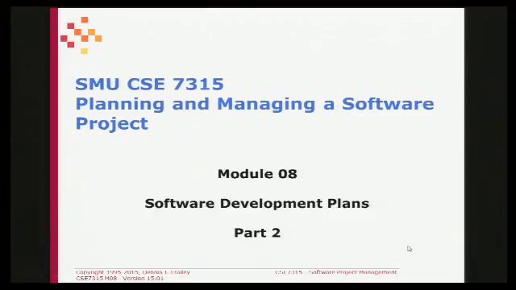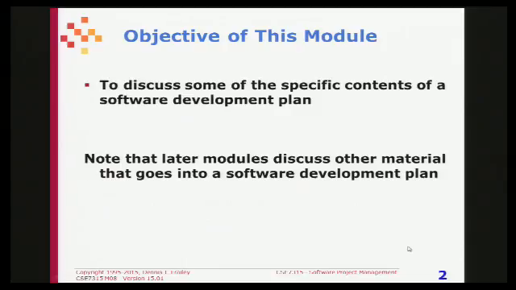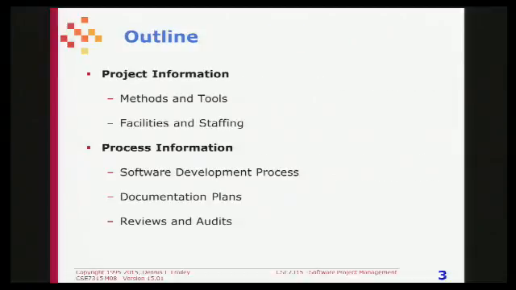Okay, let's talk about part 2 of software development plans. We're going to talk about some specific contents of some specific parts of the plan. I want to point out that there are later modules in the course that cover material pertaining to other parts of a software development plan. So as you go along, you probably want to make yourself a little chart that says this module addresses this part of the plan. And as you go along, you're going to find other modules addressing other parts of the plan. So what I'm going to talk about here is a little bit about project information and process information.